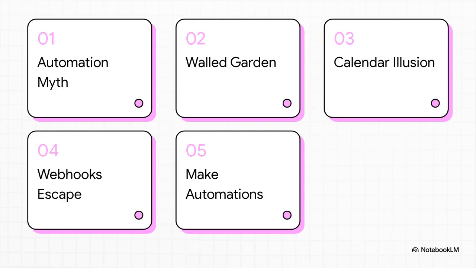In this explainer, we're going to cover the Notion automation myth, the walled garden's limits, the Google Calendar illusion, how webhooks are your escape route, and finally, instant automations with Make.